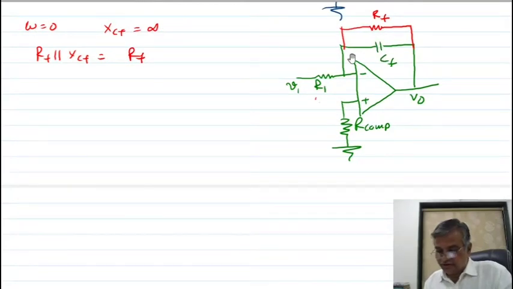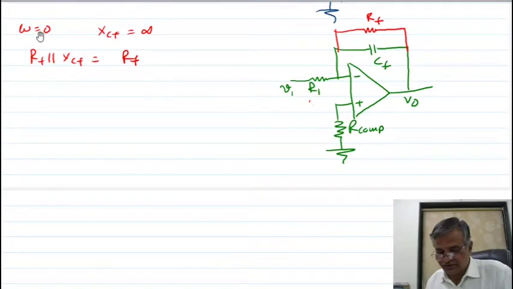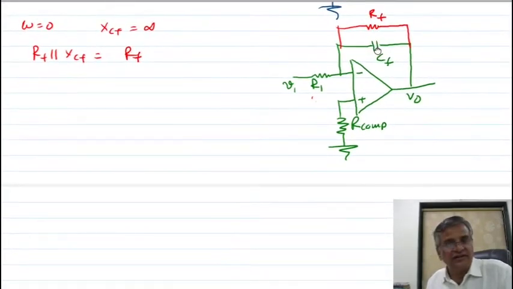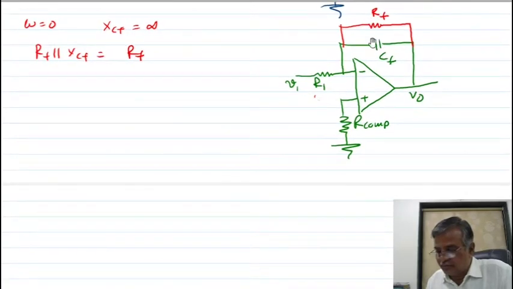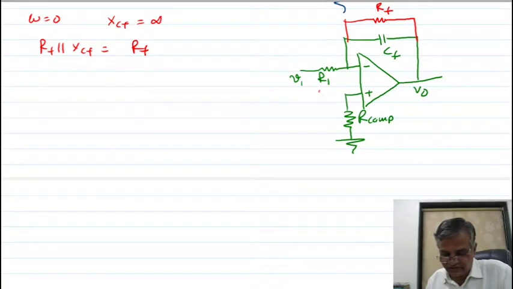See, when omega is 0 or omega is low, this reactance is infinite, and RF is in parallel with the CF. So the effective resistance of this is nothing but RF. You can say it is nearly about RF. So this component decides your gain.